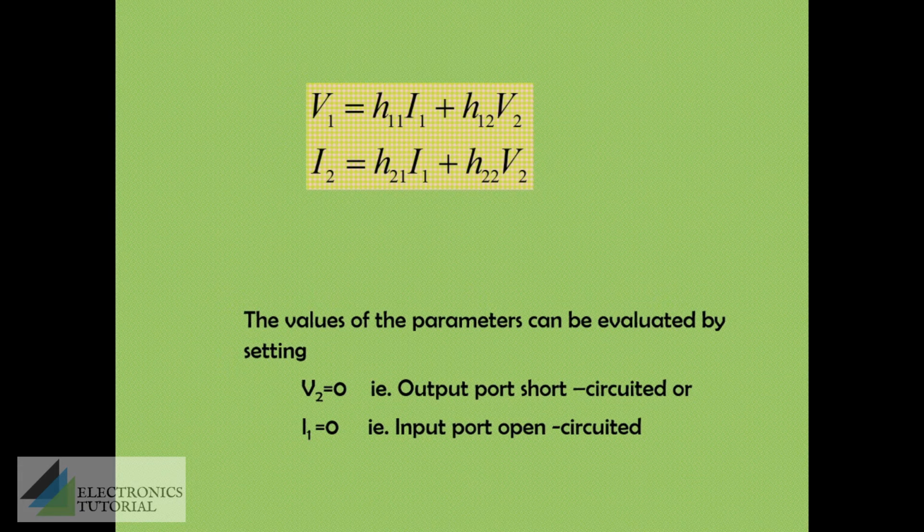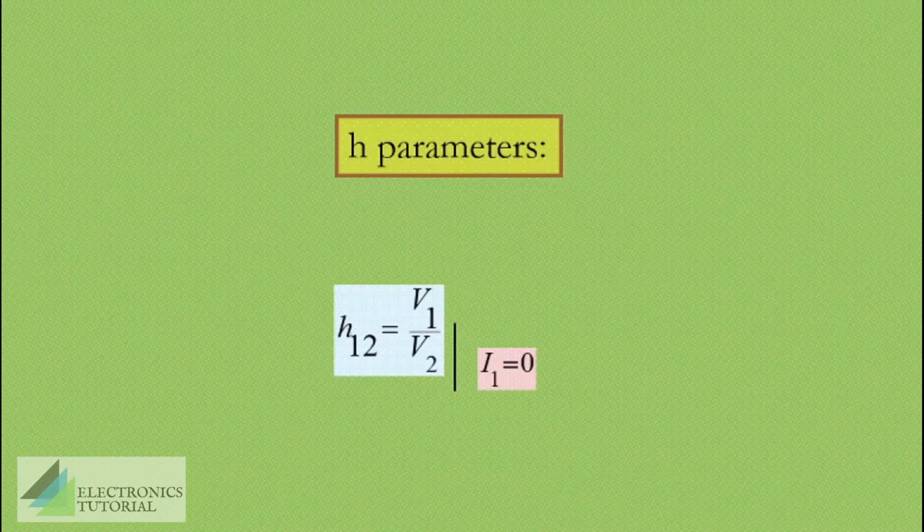We'll go for the second case. Our second case is open circuiting the input port. While open circuiting, the current loses its path. So, we can take the condition as I1 is equal to 0. We can substitute this condition into these two expressions. For the first equation, this term will become 0. So, the remaining will be V1 is equal to H12 into V2. Now, we get the expression for H12 as V1 divided by V2.